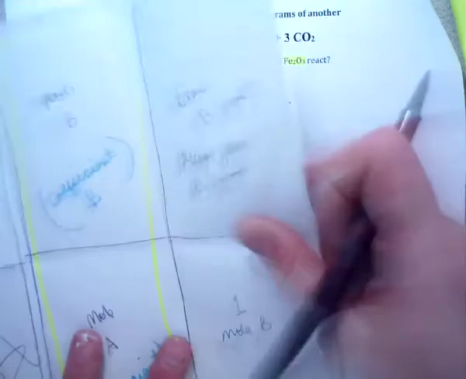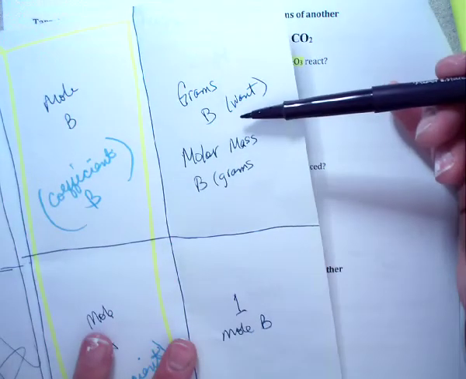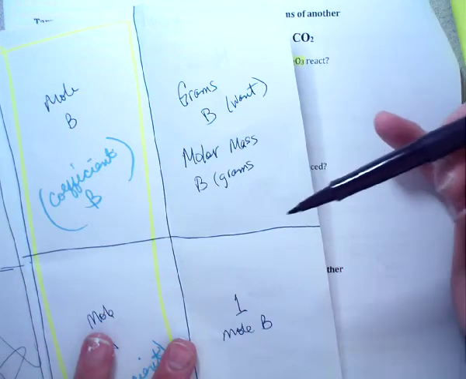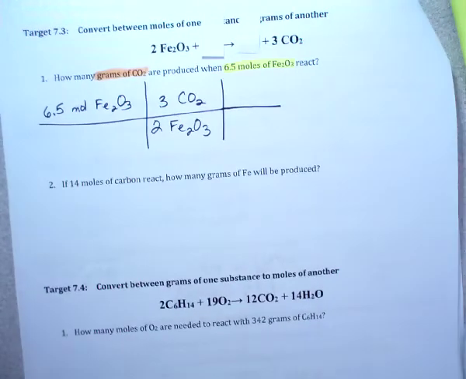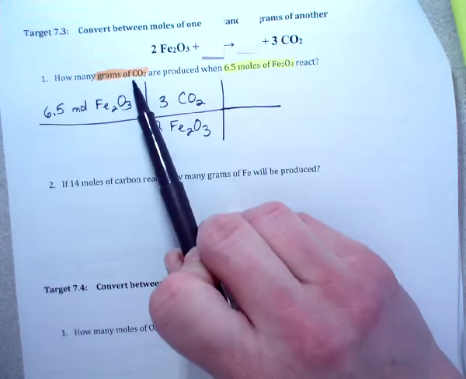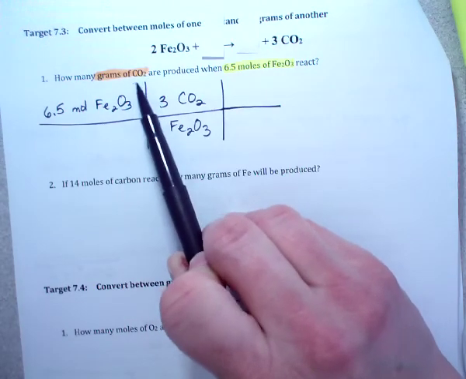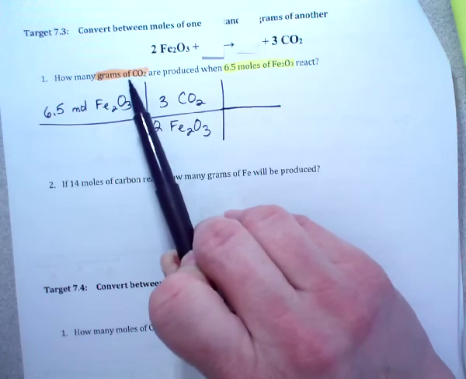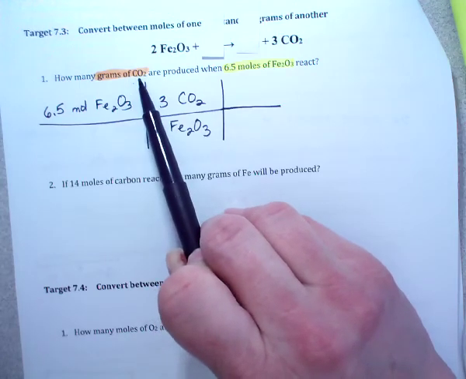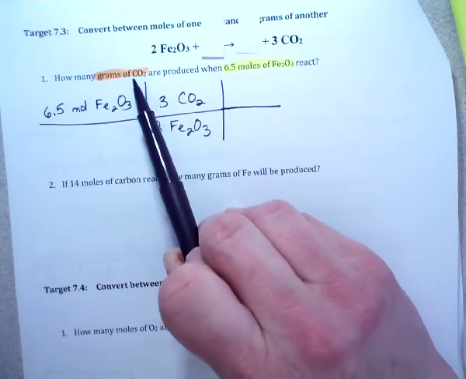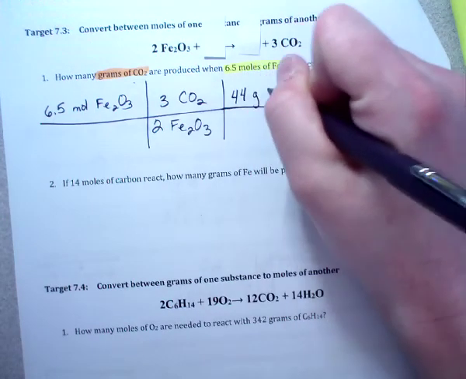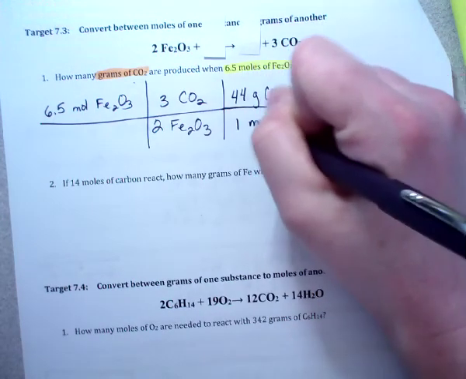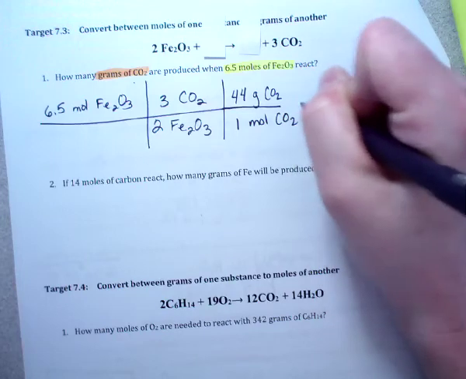And we need to put on the top the grams of what I want, which is the molar mass of, in this case, CO2. So if you want to put a note on your book of how to find that, it's 1 carbon plus 2 oxygen. If I look at the periodic table, carbon has a mass of 12, oxygen has a mass of 16. So 12 plus 16 plus 16 is 44 grams of carbon dioxide in 1 mole of carbon dioxide.